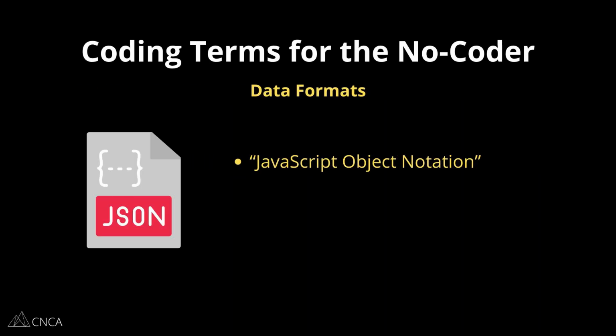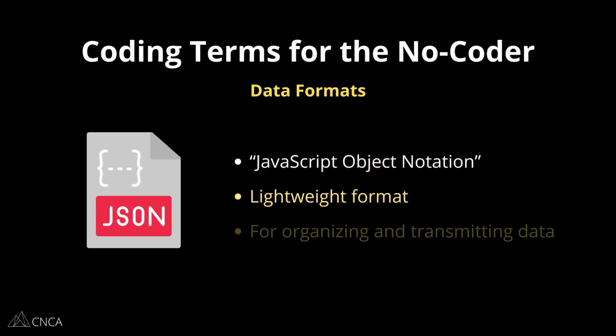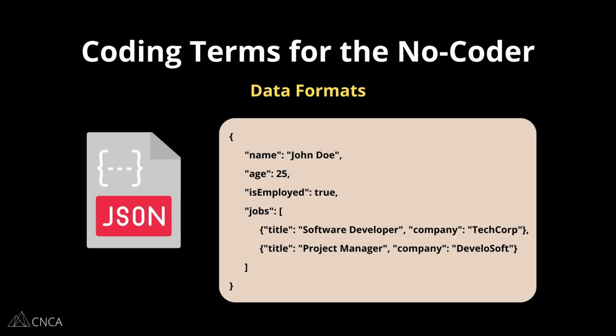Now, this next format is one that you'll usually see when you're working with API integrations, and this is called JSON, or JavaScript Object Notation. This is another one that you'll generally see abbreviated. JSON is a lightweight format used for organizing and transmitting data. It's easy to read and write, making it ideal for web apps. So if your app needs to exchange data with another service, it's very likely going to be using this format to organize all of the information.